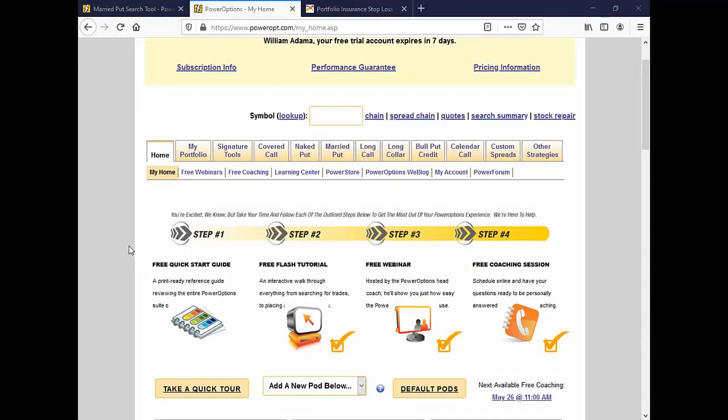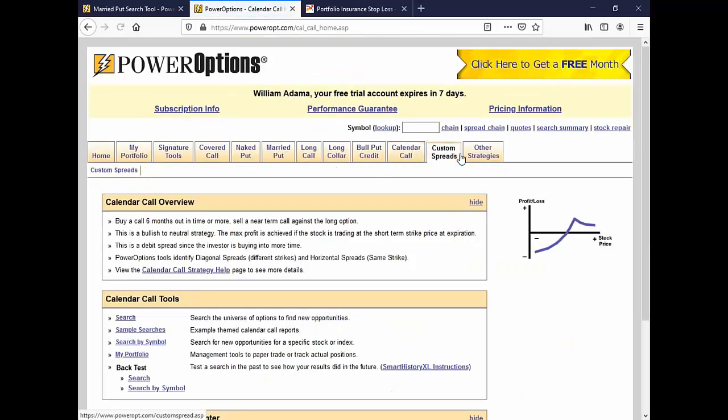Jim said, you mentioned that you can search for positions. Can you search for poor man's covered call or calendar spreads with a specific delta ratio and implied volatility ratio? Yes. So in any strategy, in most strategies, we're going to take a look at the calendar call right now.